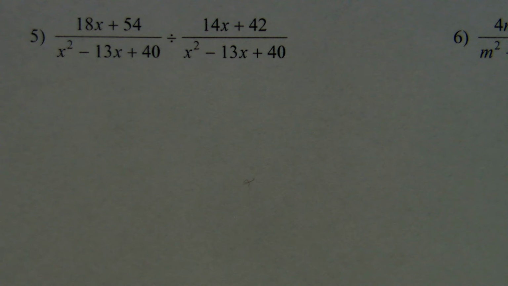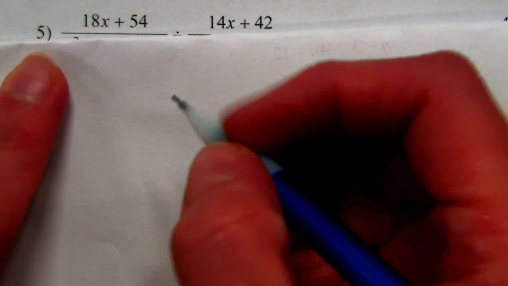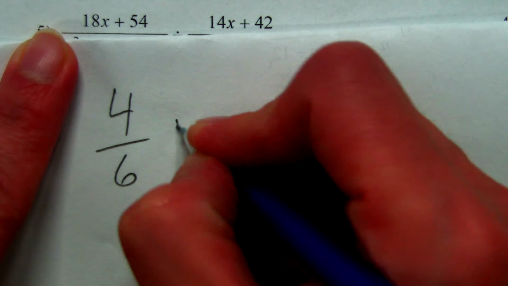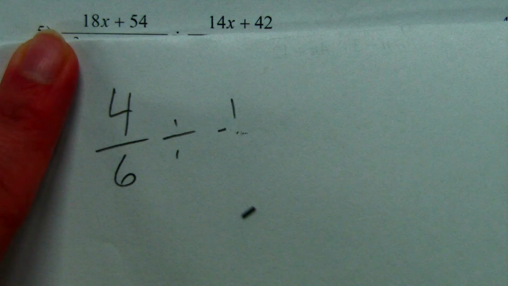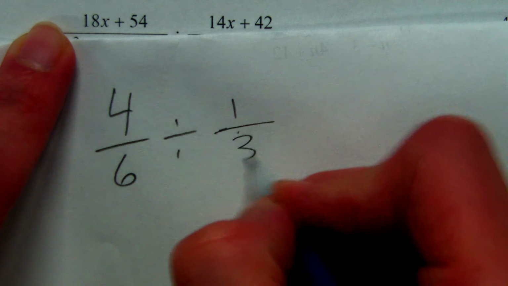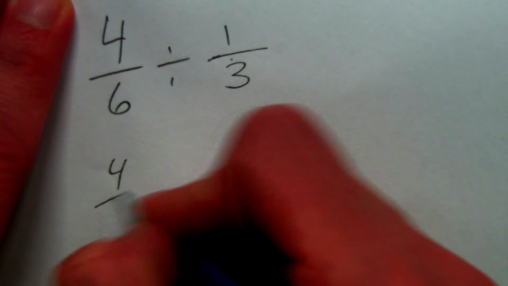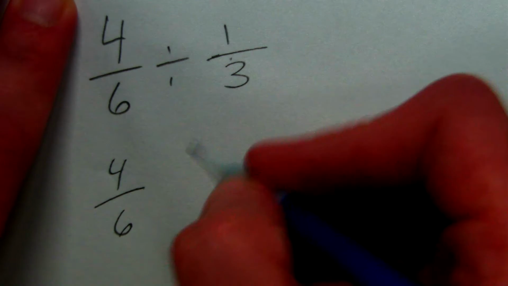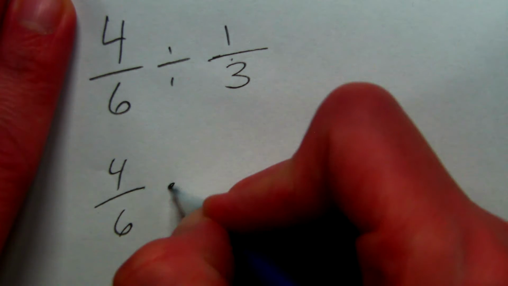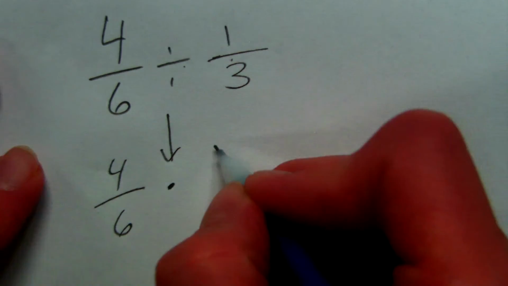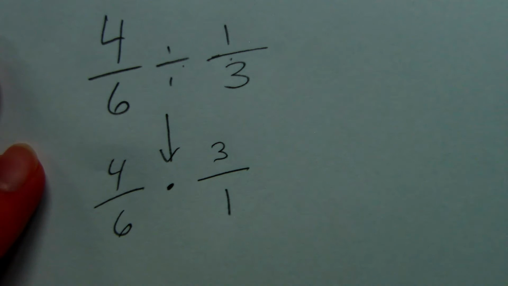copy, dot, flip. And that is the way most of you guys learned. So if I had something like 4/6 divided by 1/3, the copy part of that is to copy down the first fraction. You could reduce it, but we don't have to. The dot is like you're going to change division to multiplication, and then flip, you turn over that last fraction.